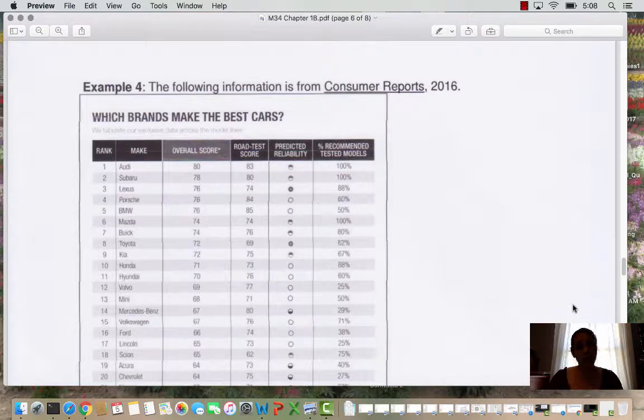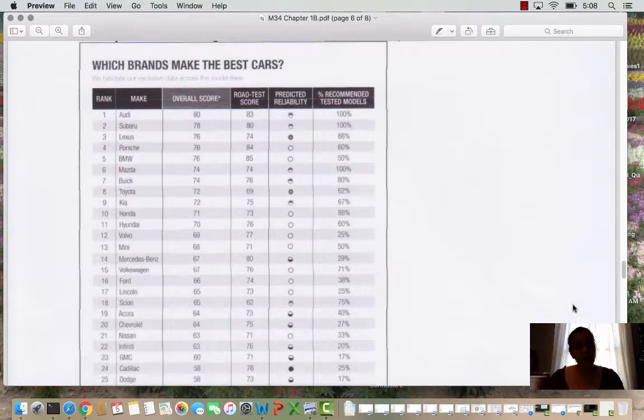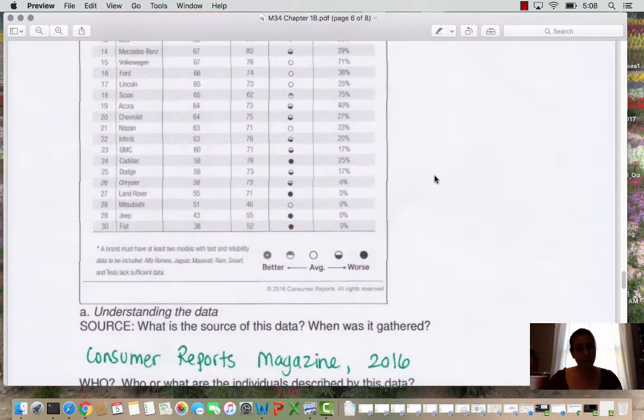Example 4 gives us a table from Consumer Reports in 2016. So Consumer Reports here is comparing which brands make the best cars. We've got a table here with rank, the make, the overall score, the road test score, the predicted reliability, and the percent recommended test models. Presumably they had some sort of weighted formula for determining rank based on these four rankings and categories that they gave.